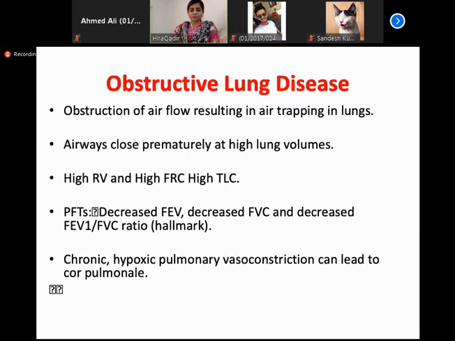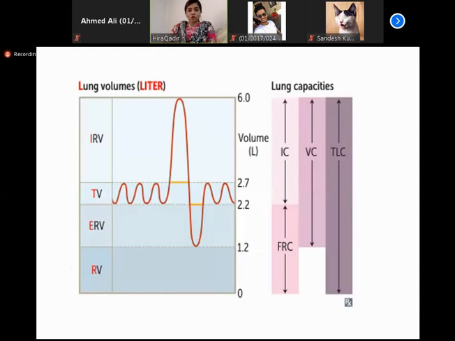lung volumes. First of all, these lung volumes are very important, and they are part of the physiology lecture, but I'll briefly touch on these volumes for you, because the difference between obstructive and restrictive lung disease based on these volumes is mandatory. It's very important. You can diagnose either obstructive or restrictive lung disease based on these volumes and capacities on pulmonary function testing. These are all lung volumes and these are lung capacities.